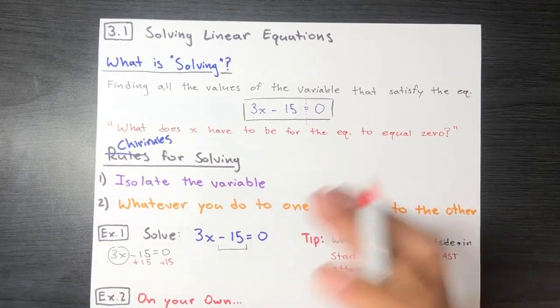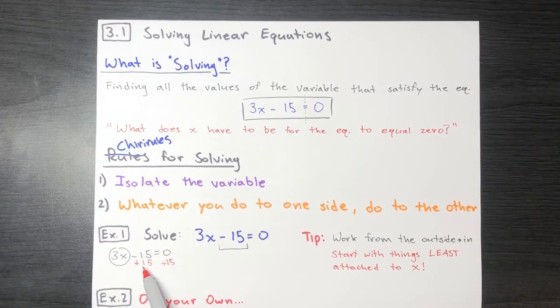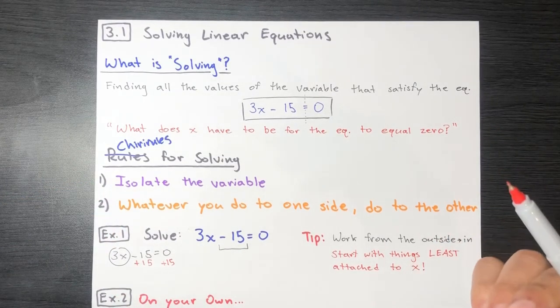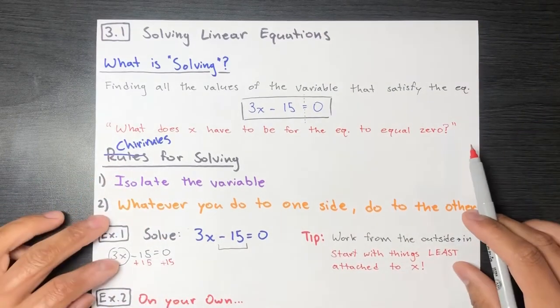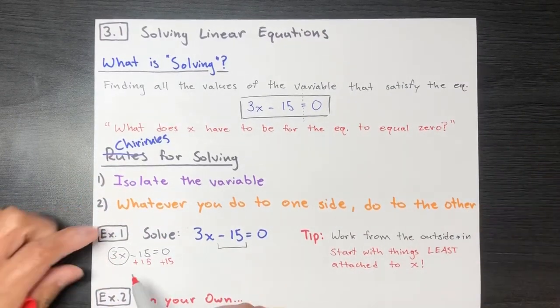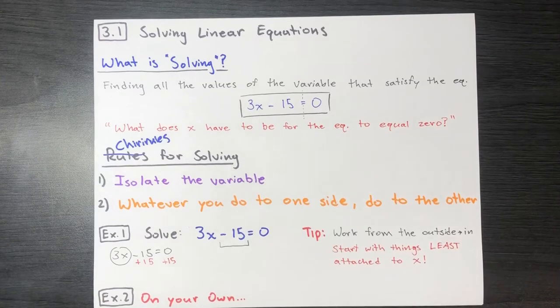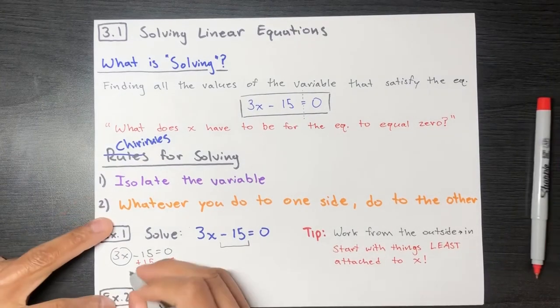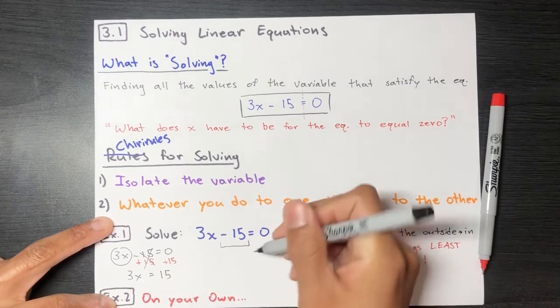Now, a couple of times people make mistakes because they think, okay, I'm adding 15 to this side, but then on the other side of the equal sign, I have to do the opposite. That's not true. Whatever you do to one side, you have to do the same exact thing to the other side, okay? So if I am adding 15 to this side, I have to add 15 to that side, which means that I'm going to now get 3x. This 15 cancels out, and then you're left with 15 over here.